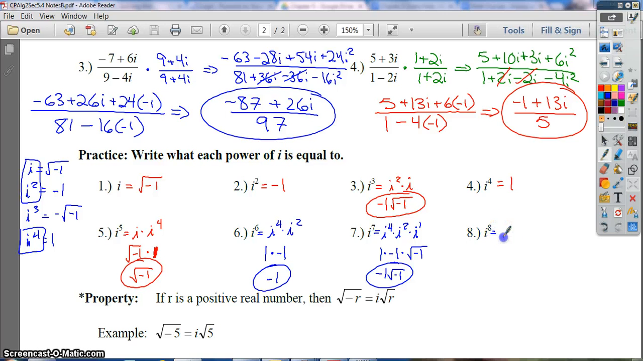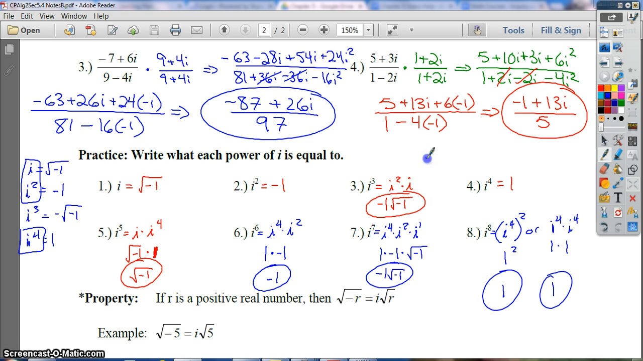i to the 8th would be i to the 4th squared, or you could write it as i to the 4th times i to the 4th. You'll see why I'm doing that later on in this unit. i to the 4th is 1, 1 squared is 1. And this would be 1 times 1, which is 1. So either way, 1 is your correct answer.